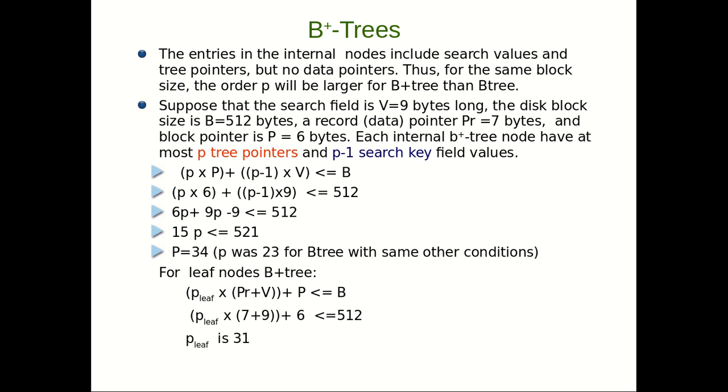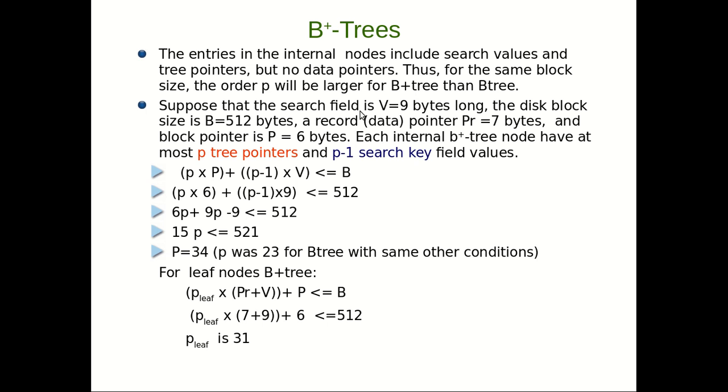Now let us check the number of entries possible in a B plus tree, compared with the B tree also. In the case of B plus tree, as already mentioned, there is no data pointer in the internal nodes. Because of the lack of data pointers, B plus tree is more compact. In a given block, you can have more entries than a B tree. Let us check that.